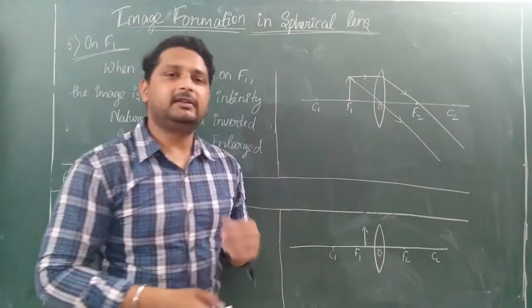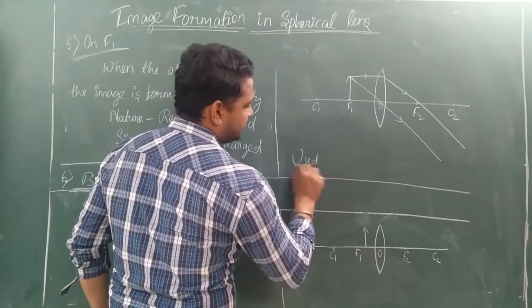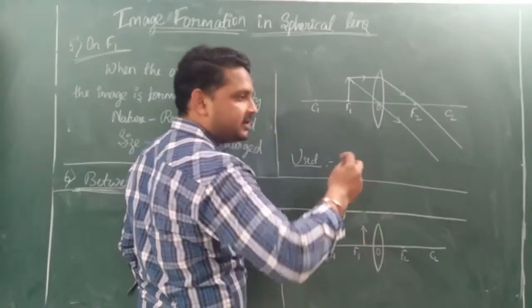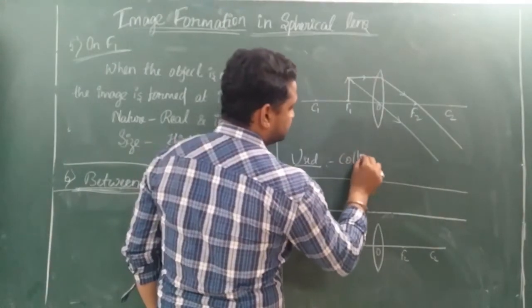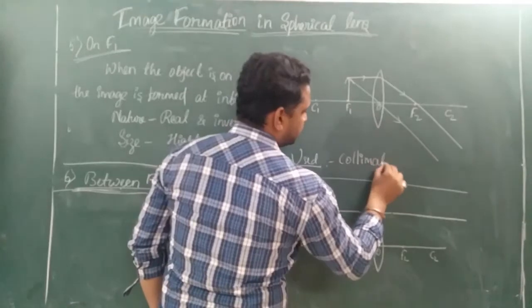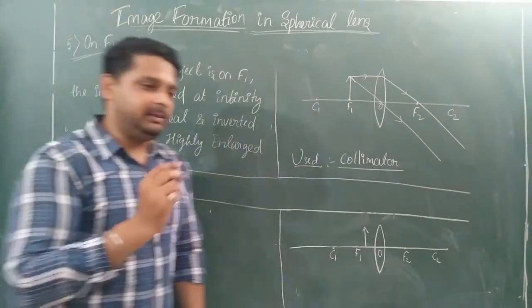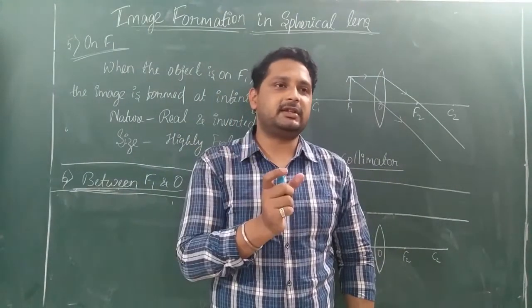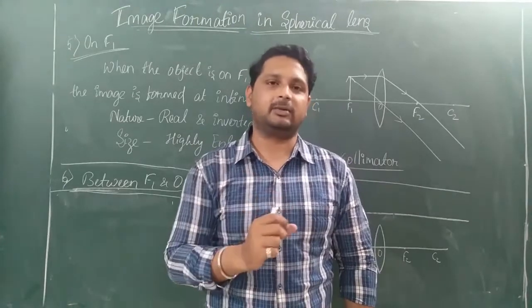Generally, this principle is used in a device called a collimator. Collimator is a device which you will study in higher classes, which is generally used in a spectrometer, which is used to measure the wavelength of light or such phenomena.